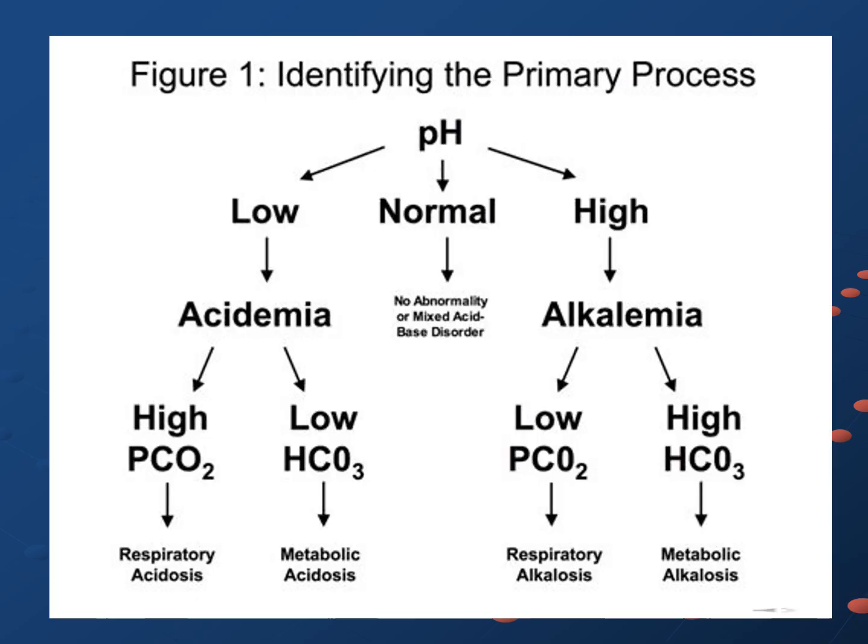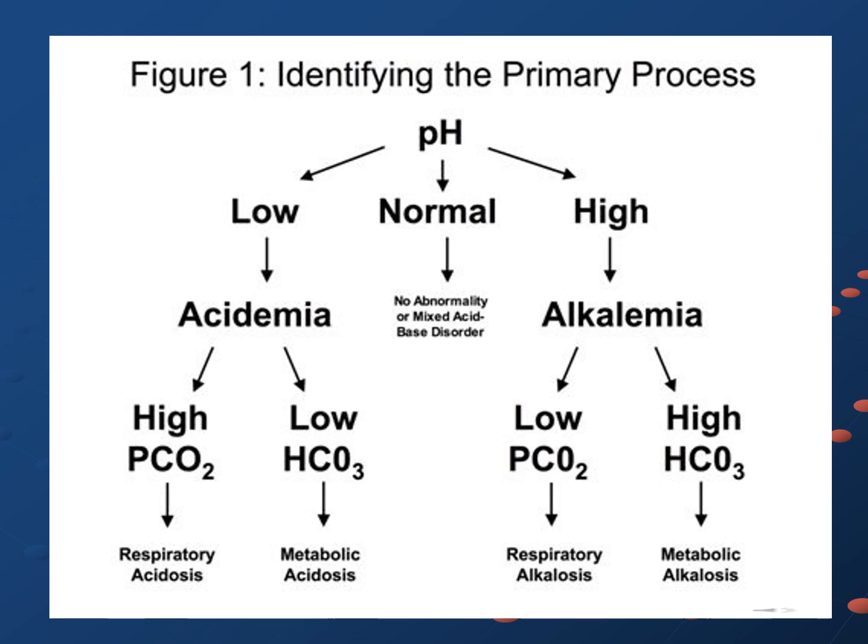Figure 1. Identifying the primary process. Let's break down the figure. Acidemia, low pH. High pCO2: respiratory acidosis, lungs not removing enough CO2. Low HCO3: metabolic acidosis, kidneys not removing enough acid.